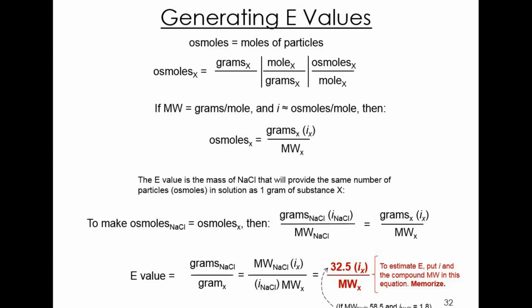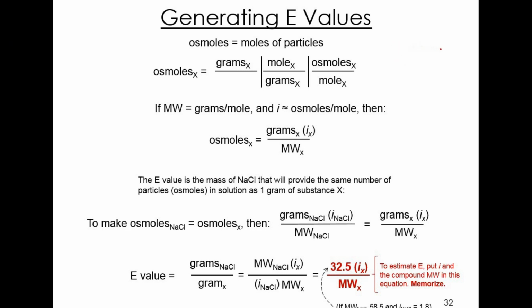Tables of E-values are not easy to come by, and even when you do find a table, it may not contain the salt you're looking for. It's convenient then to be able to derive your own E-values based on only your knowledge of a salt's molecular weight and its number of ions.